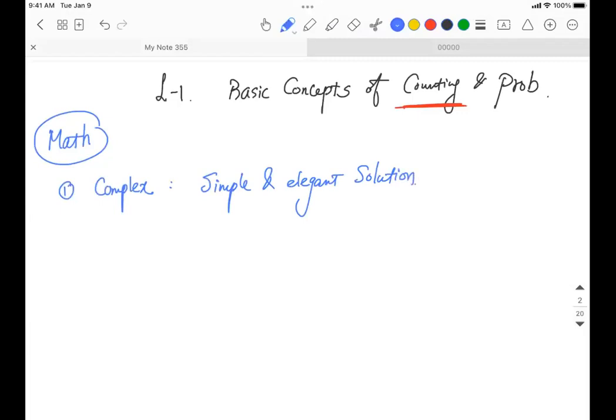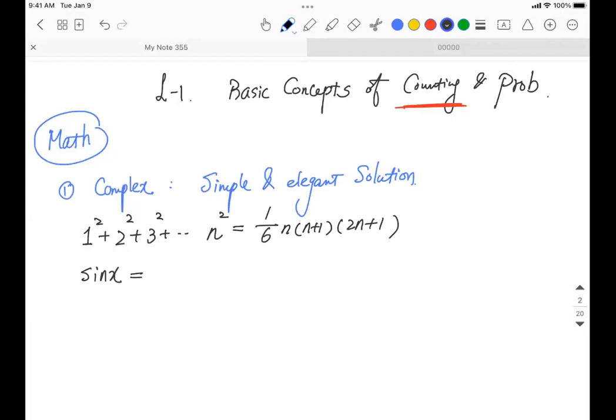I'll give an example. Previously we know that if I have a sequence 1 square, 2 square, 3 square, all the way to n square, you have a very nice formula that gives you the answer. It's a relatively difficult problem if you want to count the sum of perfect squares for all the positive integers. However, we have such a nice solution. Or something like this, sine x. I don't know if you know this. Sine x could be written as something like this.